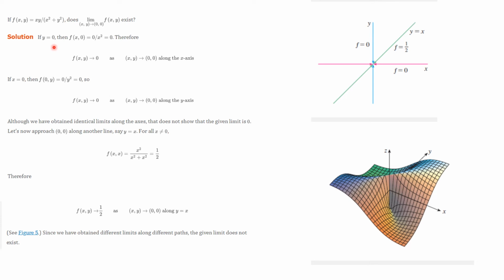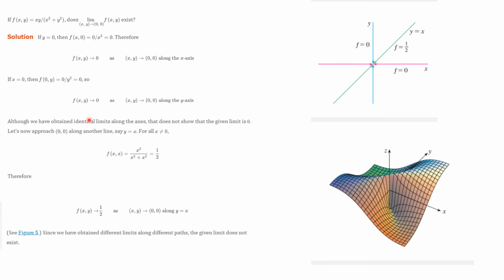Okay, so if y is equal to 0, then we substitute: f of (x, 0) is 0 over x squared, which is 0. So this limit, f of (x, y), tends to 0 as (x, y) tends to (0, 0) along the x-axis. So we get 0 from that direction. So you see, as we approach (0, 0) along the x-axis, we get f is 0.